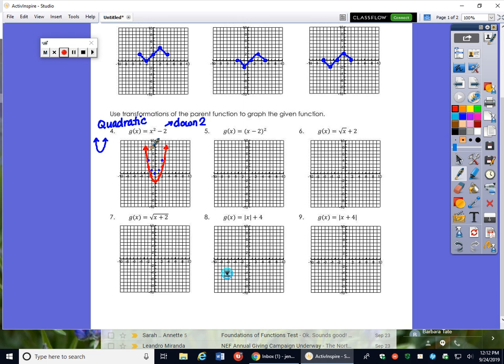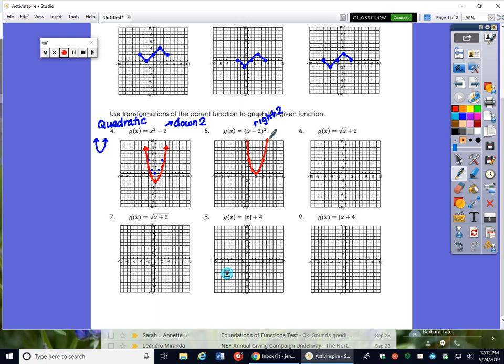Now we're going to use that same graph, and this time for this next one, we have 2 inside the function, which means we're going to go right. Remember, it's the opposite. So right 2 with each of those points. You can kind of see the points on there. We're going to go right 2 with each one: 2, 4, right 2; and then -2, 4, right 2.